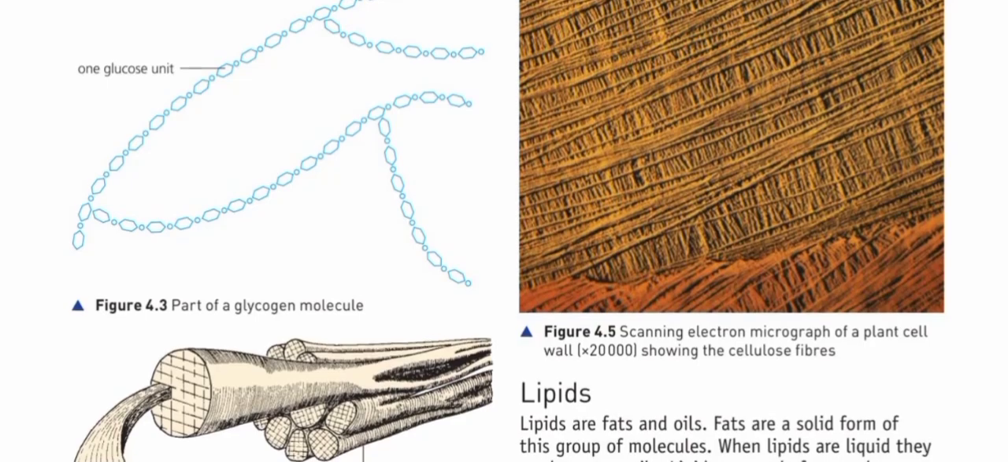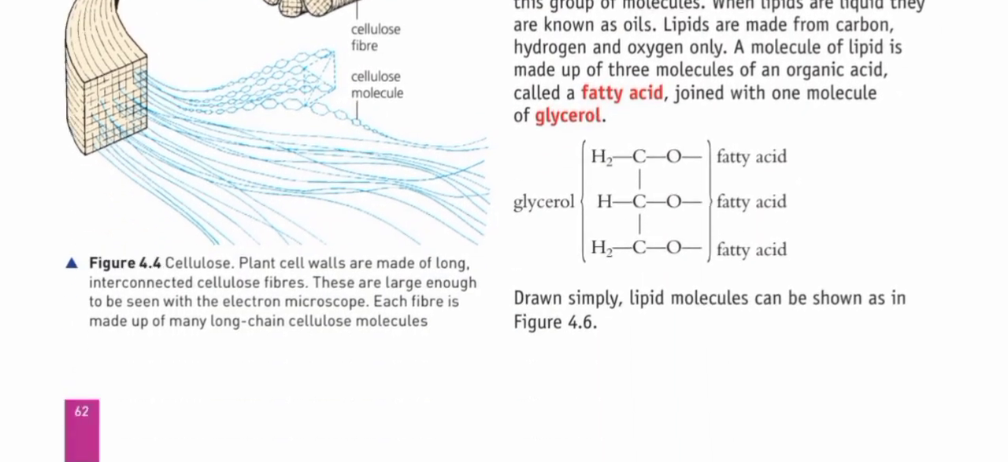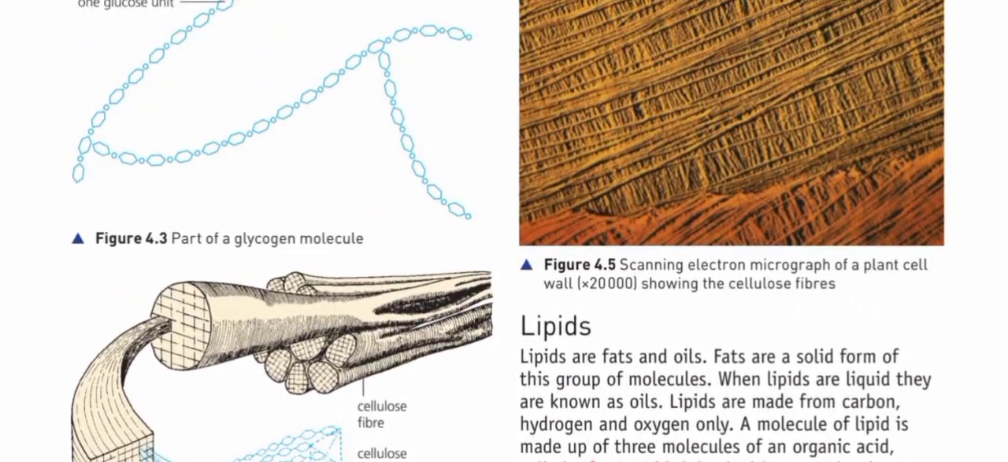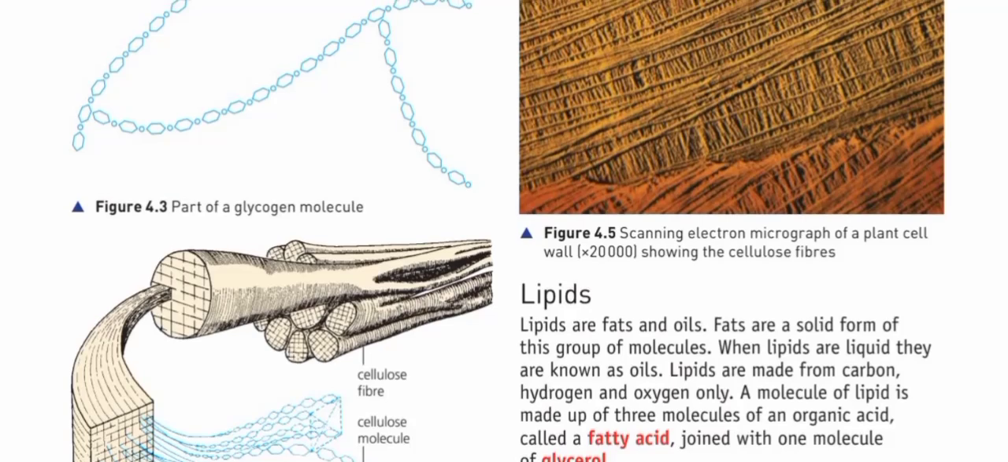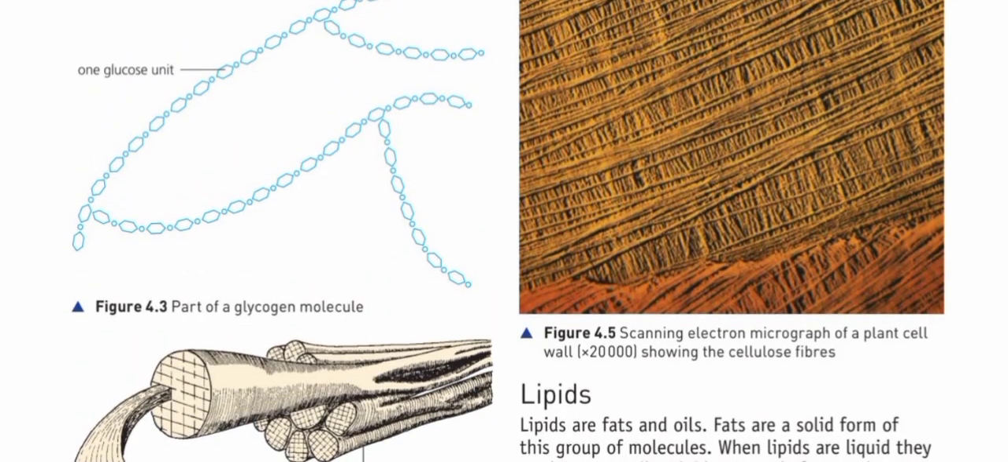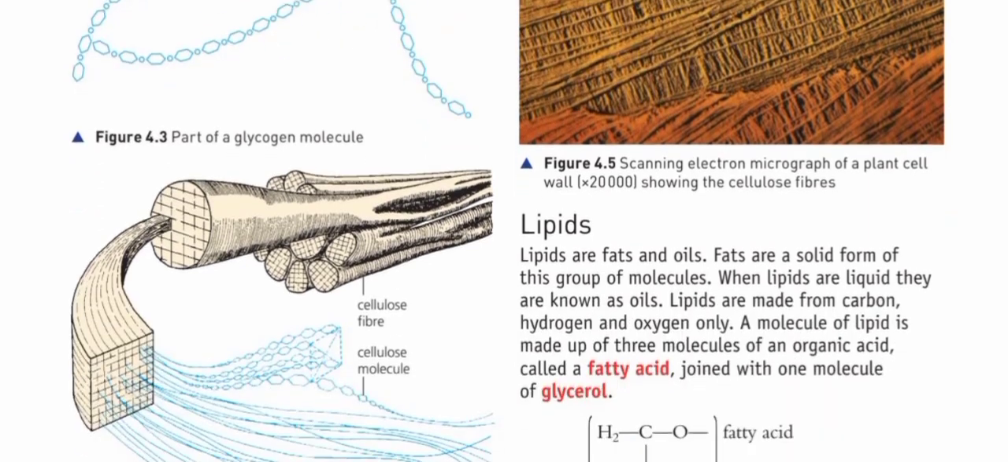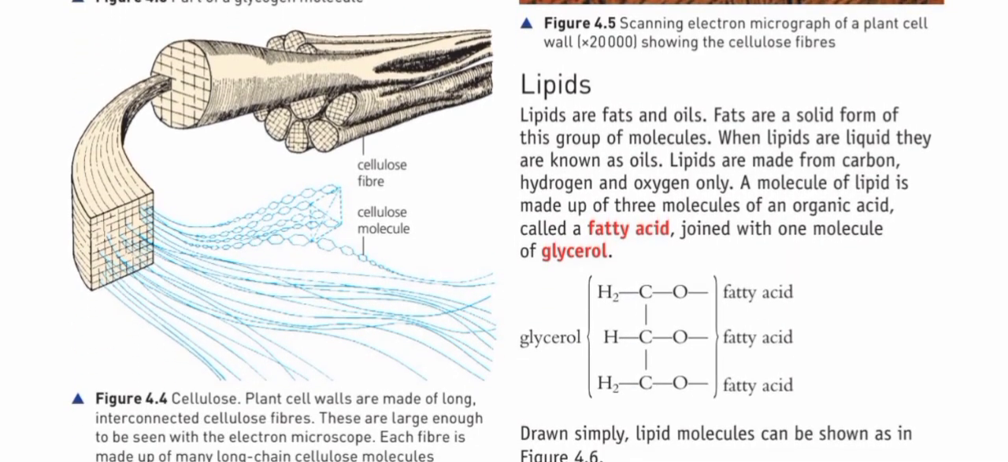Now we summarize today's lesson. This is the diagram of glycogen, you can see here the glucose units that link together to form a complex carbohydrate, a polysaccharide, or glycogen molecule. And next are the fibers present in cellulose.